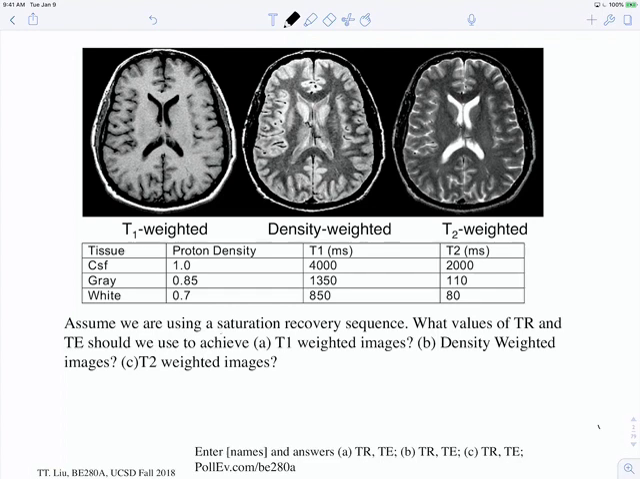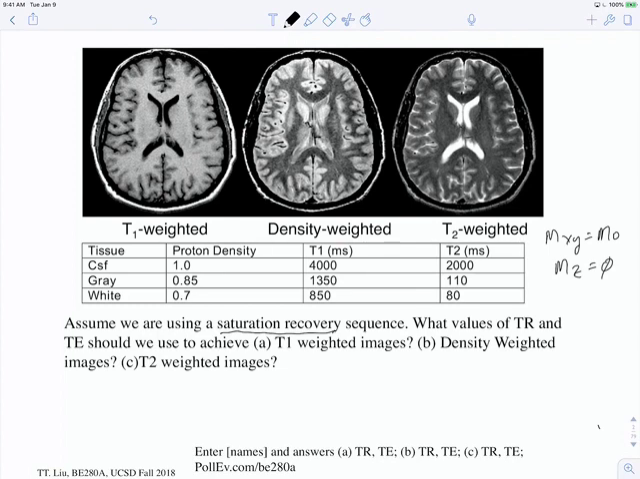So this is a saturation recovery sequence, which means we tip the spins from equilibrium magnetization 90 degrees. So at the beginning, Mxy is equal to the full magnetization, and Mz equals 0. Okay, so saturation is when we start off at Mz equals 0. So it's recovering from 0.